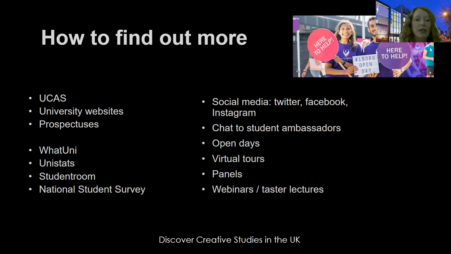So all of that information is on the UCAS website. The individual university websites, of course, are a really valuable resource for finding out about individual universities and the courses. And of course, the prospectus. You can normally request a prospectus on the university website if you do prefer printed material. Unistats, The Student Room and the National Student Survey are all really good places to find out what university students have to say about them. So hear directly from the students, and in sites like The Student Room, you can actually ask direct questions of students to hear what they have to say.